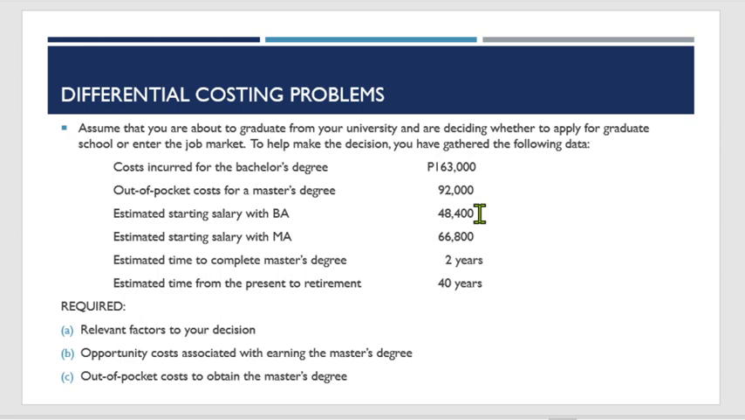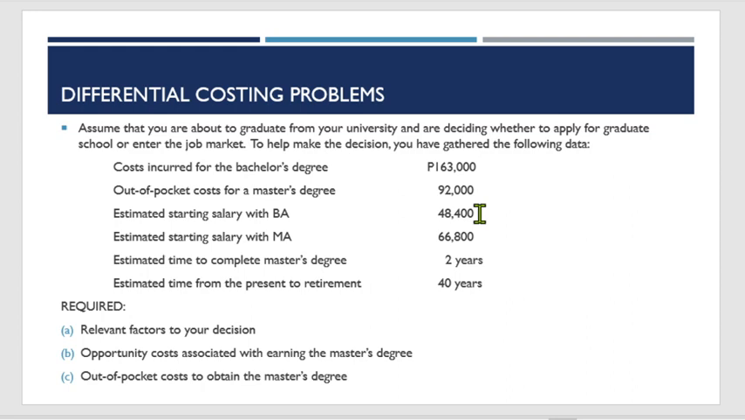Okay, let's proceed with item C. The out-of-pocket cost to obtain the master's degree is given: 92,000. So bakit sinama ko pa ito on this discussion?